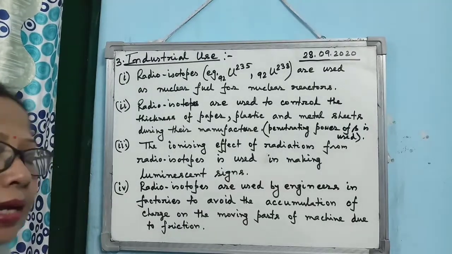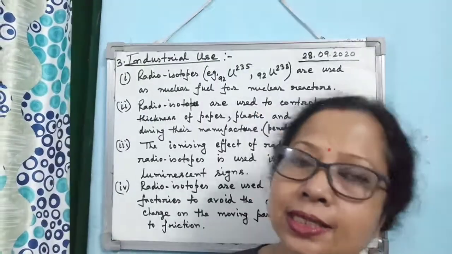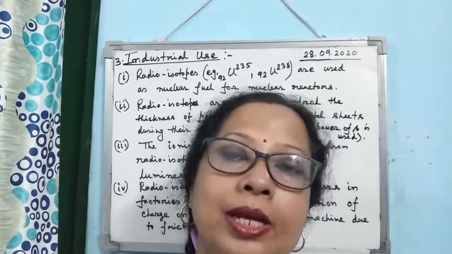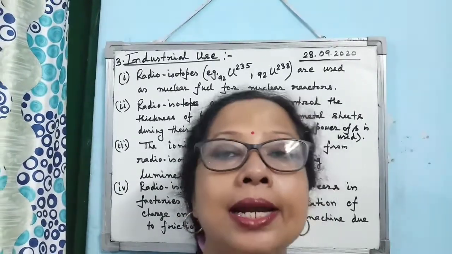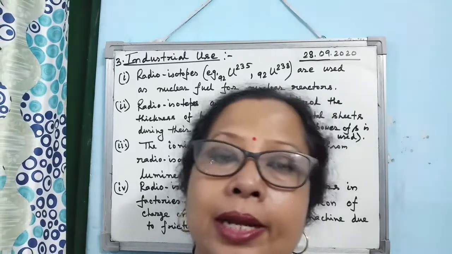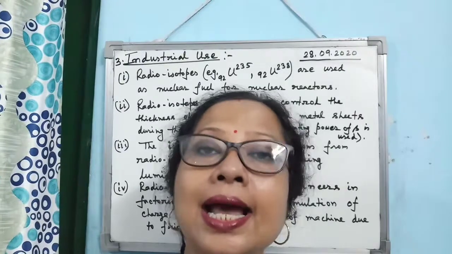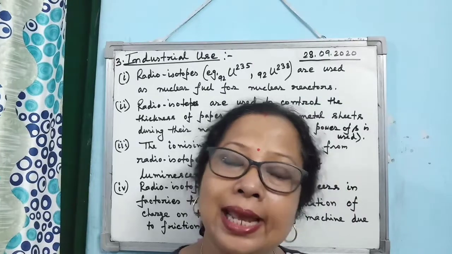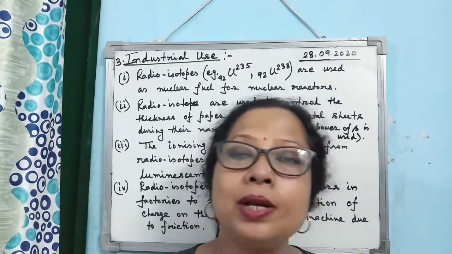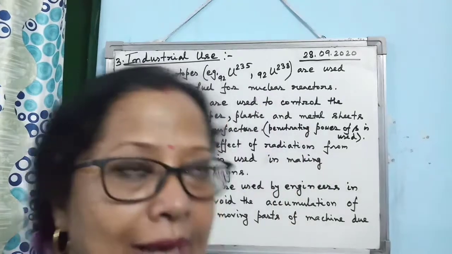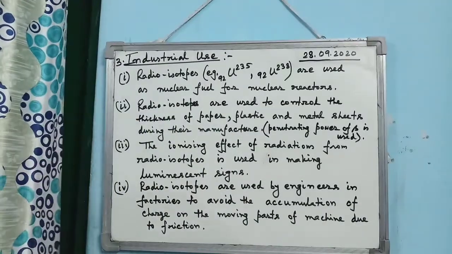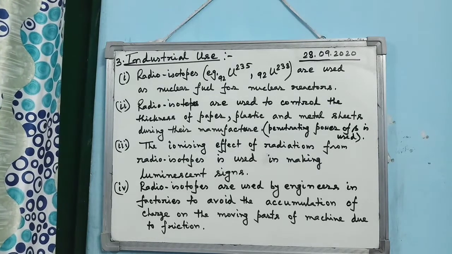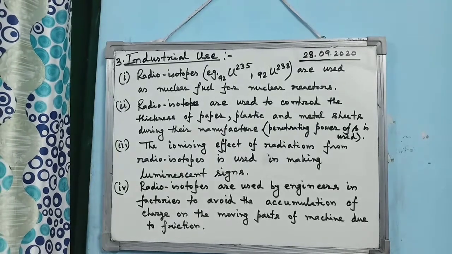Then next, radioisotopes are used by engineers in factories to remove the accumulated charge on the movable parts of a machine due to friction. Now what does the radiation emitted from the radioisotope do? It ionizes the air surrounding the machine. When it ionizes the air, what do the ions do? They carry away the charge accumulated over the movable parts due to friction. So these are the 4 points related to industrial use. So the medical use, scientific use and industrial use, everybody should learn and practice.